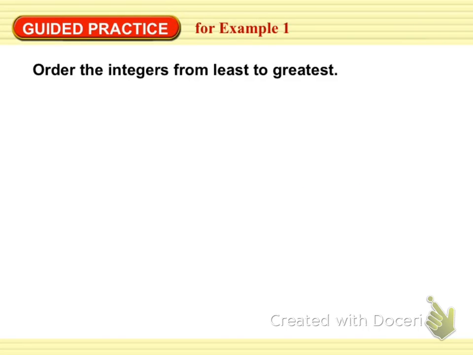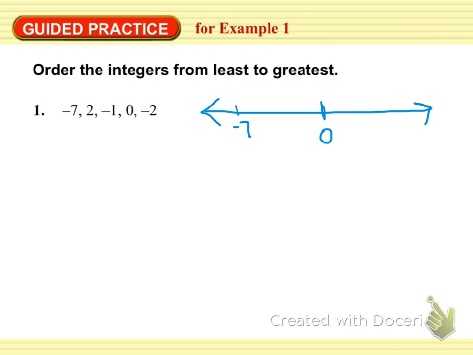Okay, let's take a look. So in this example, we're going to order the integers from least to greatest. One technique you can do is to graph them on a number line. Okay, so if I put 0 here in the middle, I have a -7, I have a 2, a -1, a -2. All right, and then I can kind of see that I would put them in order least to greatest: -7, -2, -1, 0, and 2.